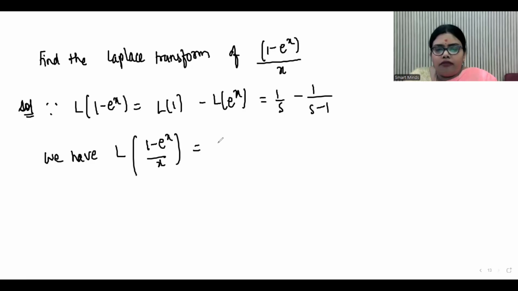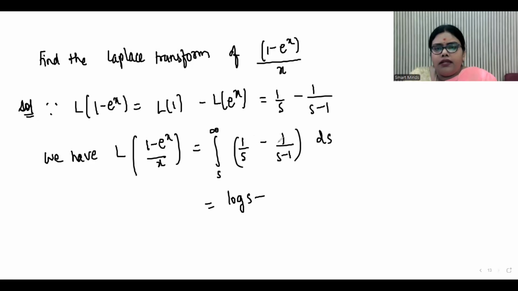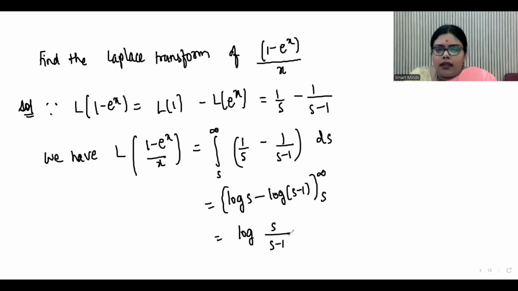So in that case, we have to take integral s to infinity 1 by s minus 1 by s minus 1 ds. So what is integral 1 by s? It is log s minus integral 1 by s minus 1 is log s minus 1, from s to infinity. Now we have a formula: log a minus log b is log a by b. So this can be written as log s by s minus 1 from s to infinity.